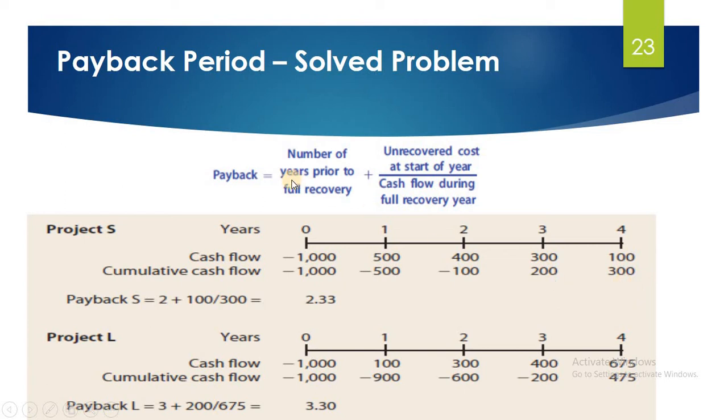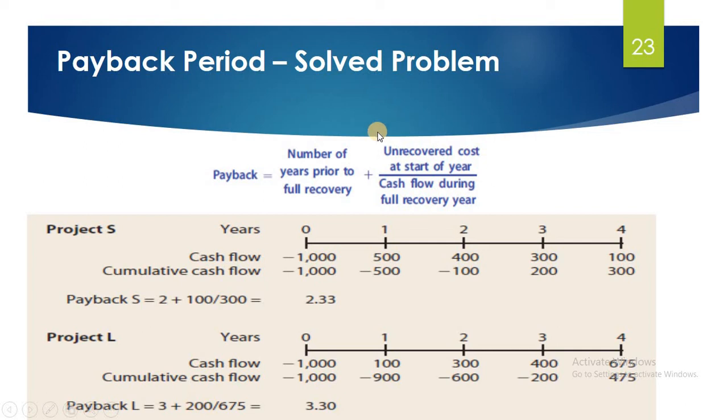Now let's look at the formula of payback period. Payback is equal to number of years prior to full recovery. Now let's look at project S. Full recovery of project S is in year number 3. So the year prior to full recovery is year number 2. So that's 2 plus, then the number of years prior to full recovery for project S will be 2.